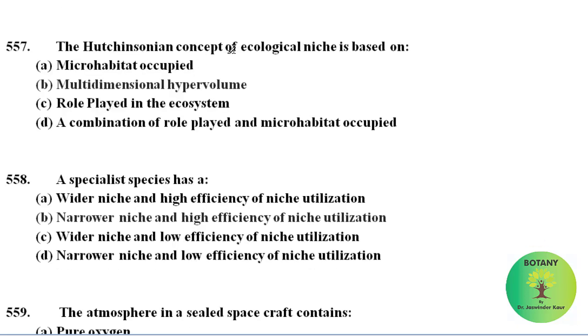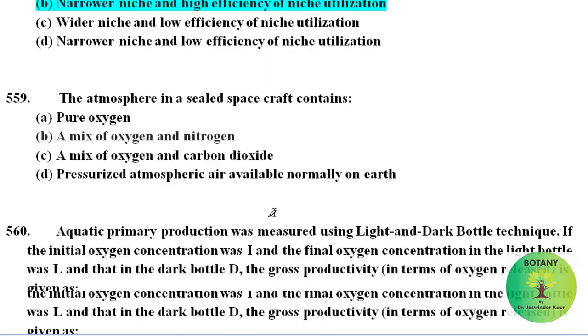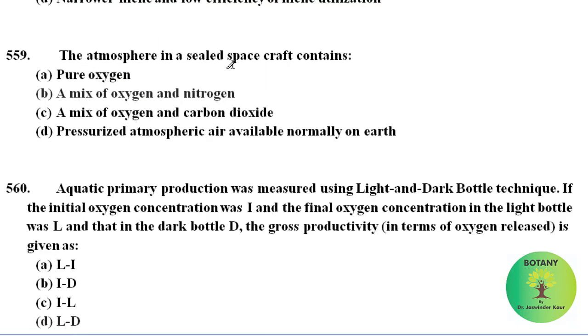The Hutchinsonian concept of ecological niche is based on the multi-dimensional hypervolume. A specialist species has a narrow niche and high efficiency of niche utilization. The atmosphere in a sealed aircraft contains a mix of oxygen and nitrogen.